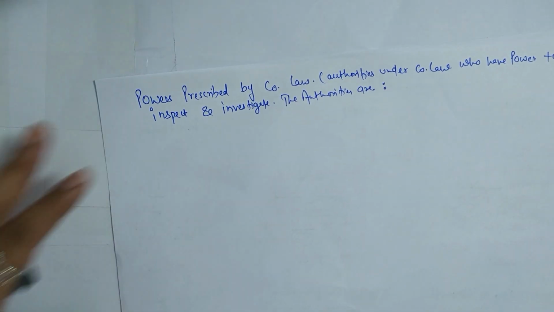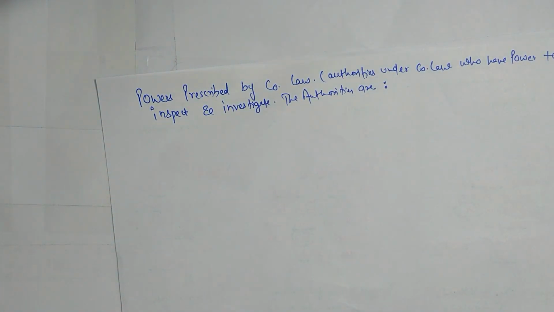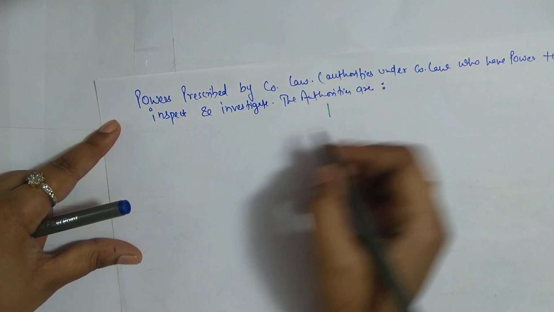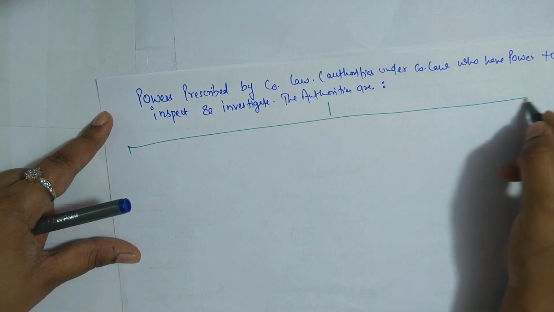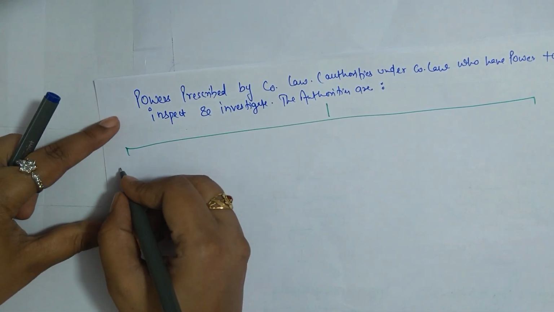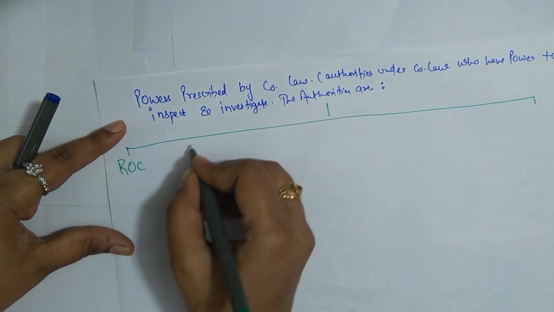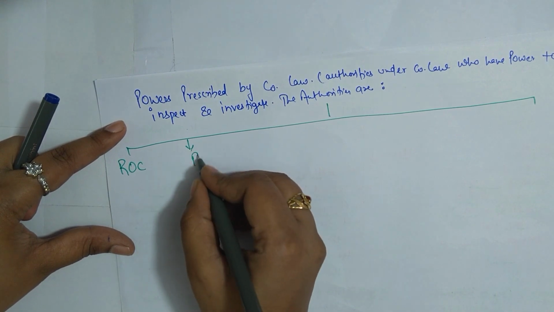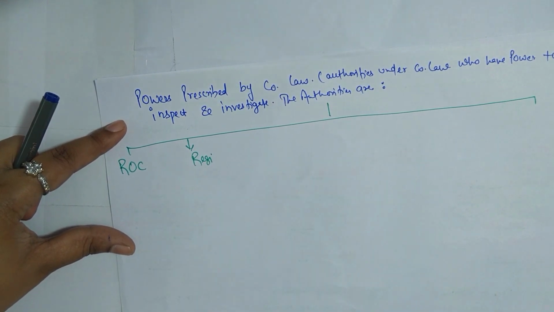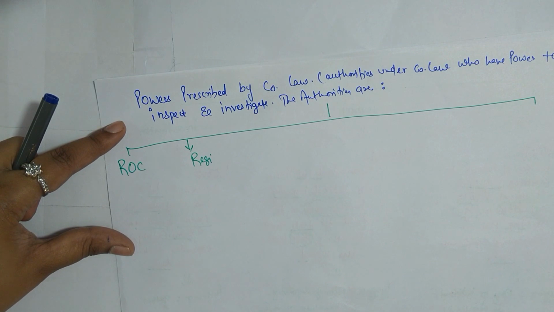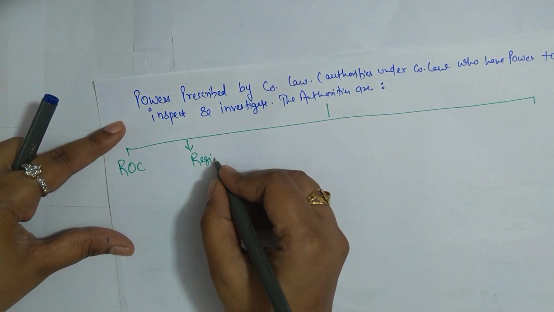I'm going to give a brief idea about the authorities. I'm going to draw a chart for you all so that you understand how many authorities are eligible here. First of all, our first authority is your ROC. Second is our regional director. Third is central government. Fourth is inspector.